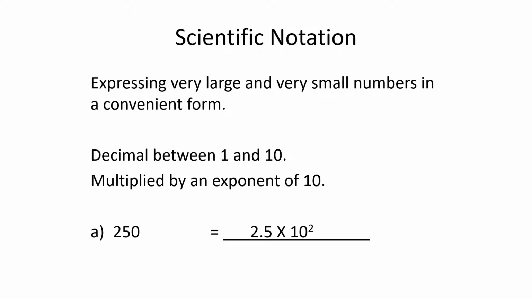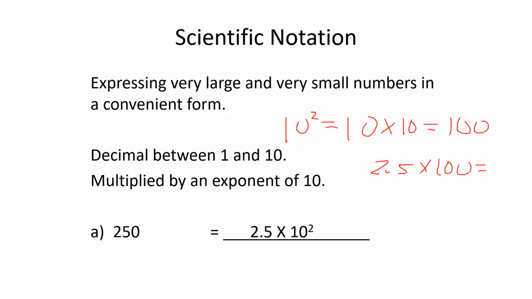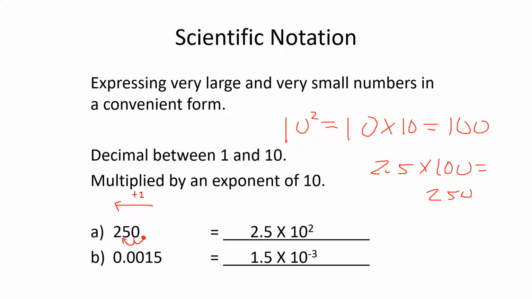So here we got 250, that's 2.5, the number that's between 1 and 10, times 10 squared. So what is 10 squared? 10 squared equals 10 times 10, right? So we got 2.5 times 100, that equals 250. It's a relatively small number, just so we can see the pattern. If you move the decimal 2 places, then you know it's going to be 10 to the 2. That's your exponent.